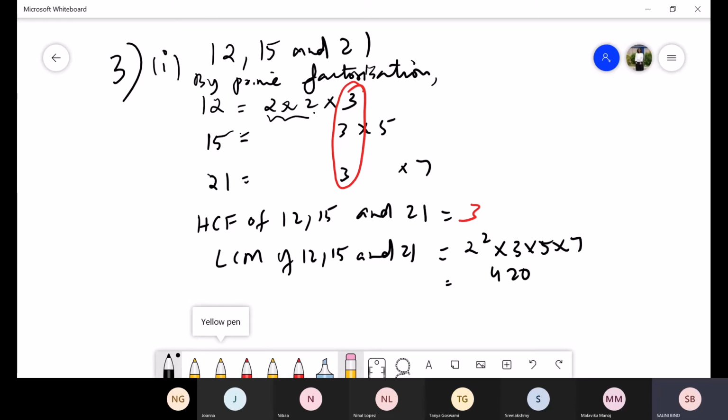This first one I have done. Second one you do now. And third one you can do as homework. Second one will finish here: 17, 23 and 29.